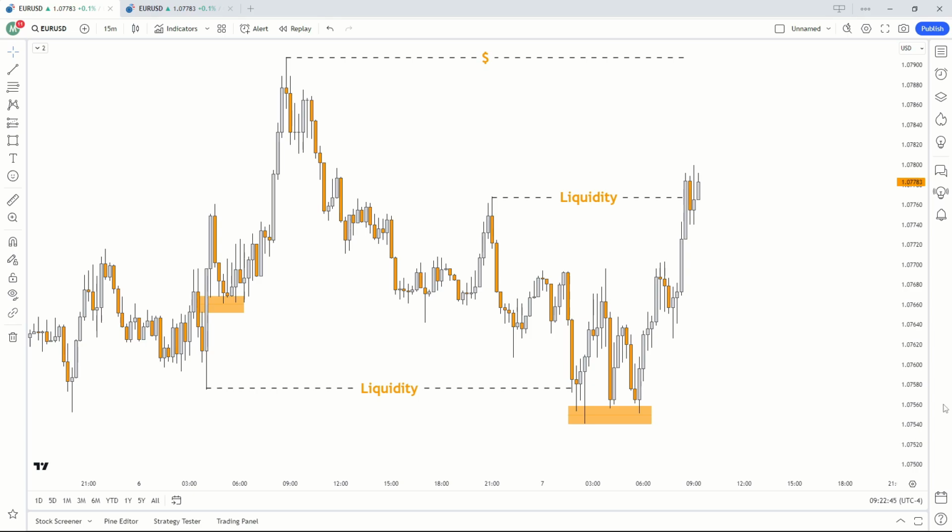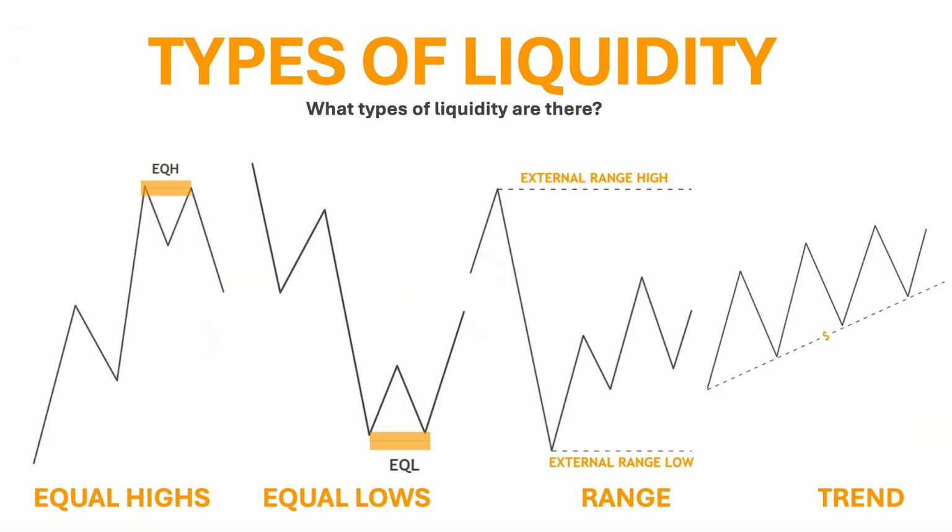Now, what we want to do is be on the other side. We want to not be used as liquidity. We want to trade with the liquidity. We want to catch these big impulses to the upside and downside. Now, in order to be on the good side of liquidity, you need to understand what liquidity is. Here, I've outlined what types of liquidity there are, which is three main types. So to start off, this is going to be the main framework of your liquidity.